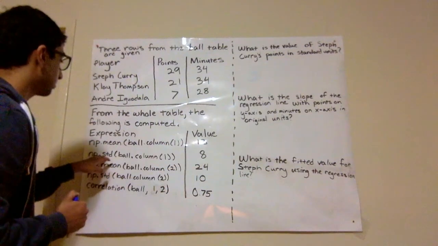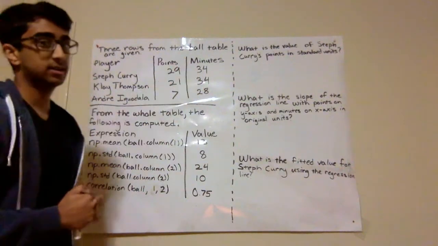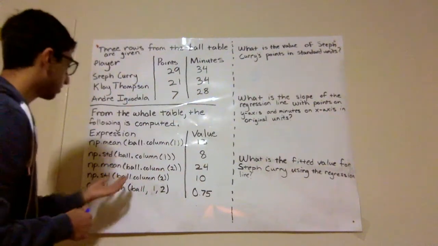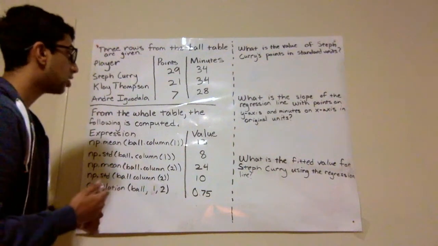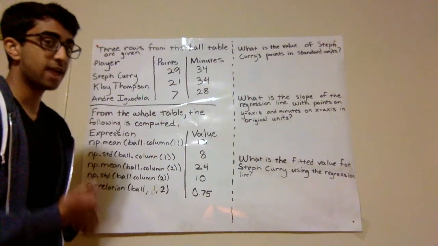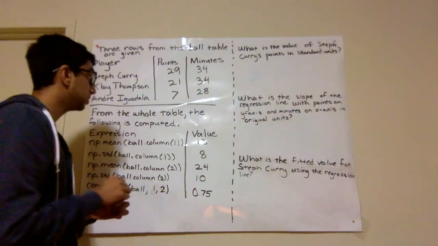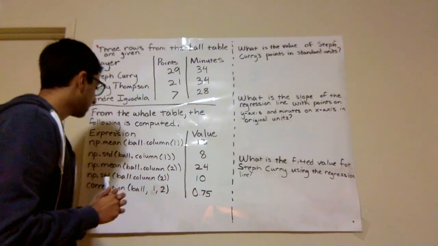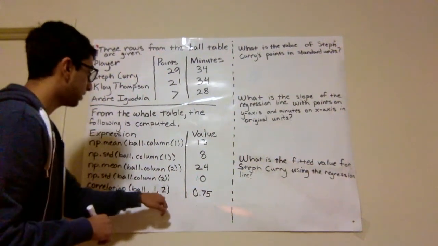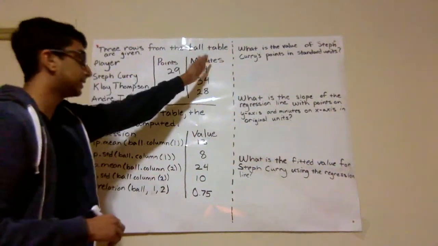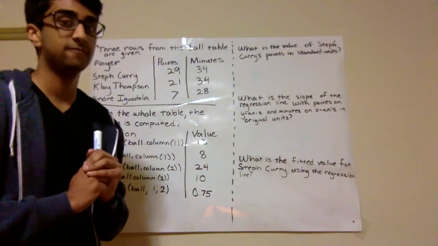Then we calculate the standard deviation of the same column, which gives us 8. Now we're going to try to calculate the minutes, so we actually do that here. NP.mean ball column 2 refers to the minutes column. We get the value of 24 out as the average. Then we calculate the standard deviation of ball.column 2, which then gives us 10. Now we calculate the correlation between, in the ball table of columns 1 and 2, again, points and minutes, and we get a correlation coefficient of 0.75.